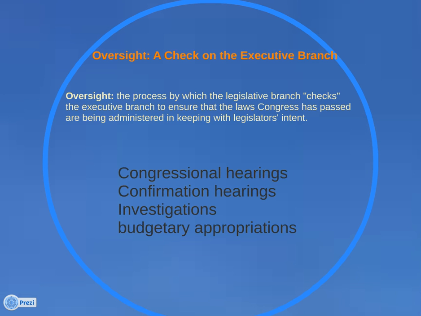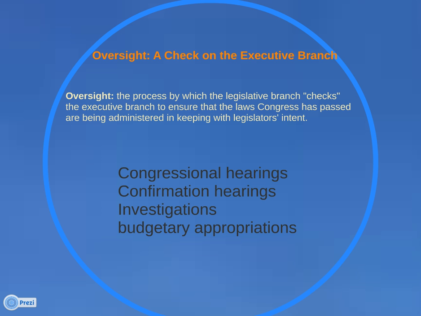In creating a system of checks and balances in the Constitution, the framers established the key congressional function of oversight. Oversight is the process by which Congress checks the executive branch to ensure that the laws Congress passes are being administered in keeping with the legislators' intentions. Congressional oversight is a check on the executive branch because the federal bureaucracy that implements laws is part of the executive branch.